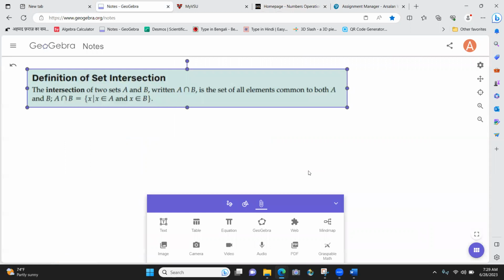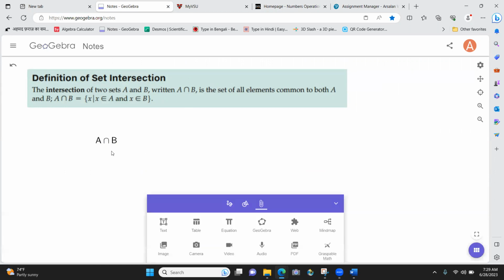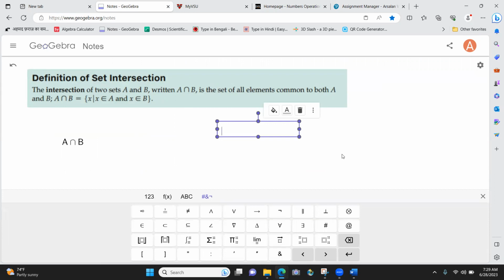So first we will talk about intersection, okay? We use an upside down U to denote it. A intersection B. Suppose A and B are two sets. Of course, you can read the little box above, but let's take an example. I'll give you a couple of examples, okay?